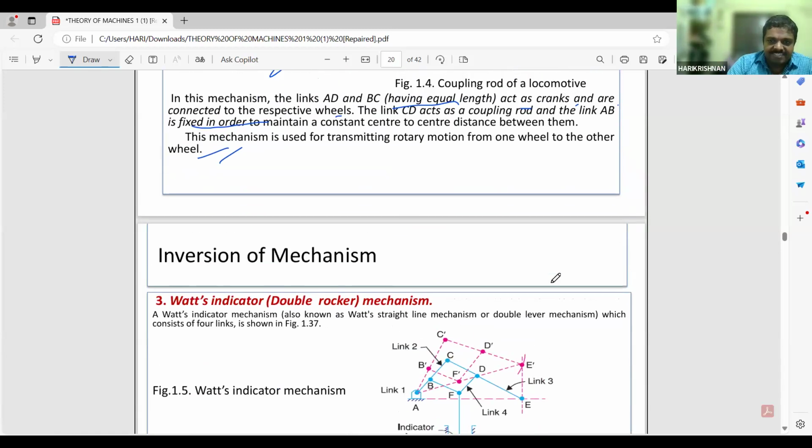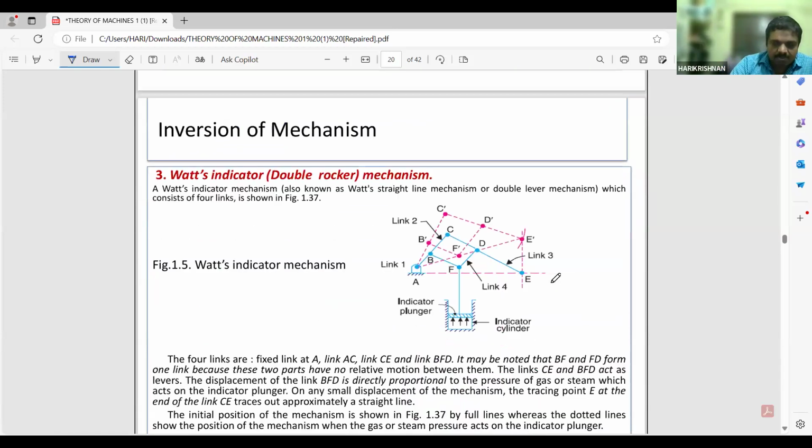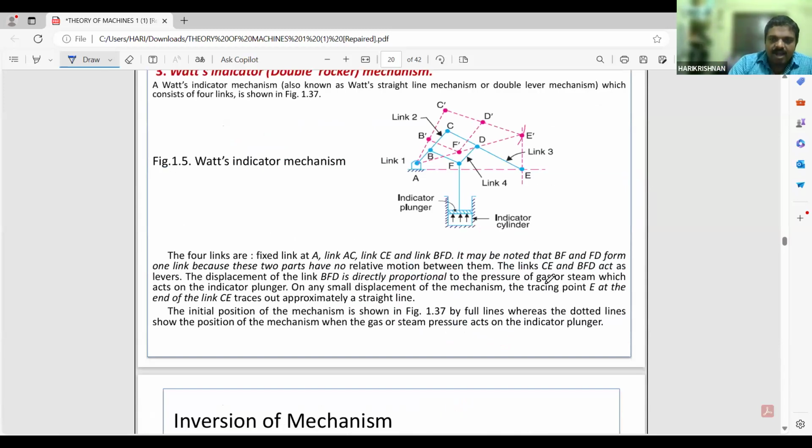Next is Watt's indicator mechanism. The specialty of Watt's indicator mechanism is that it consists of 4 links. Link A is fixed. Similarly, the indicator cylinder is also fixed. In that cylinder, there is an indicator plunger. For example, if you are having any machine for reading, there is a reading device over there. So what do you say? Indicator plunger.